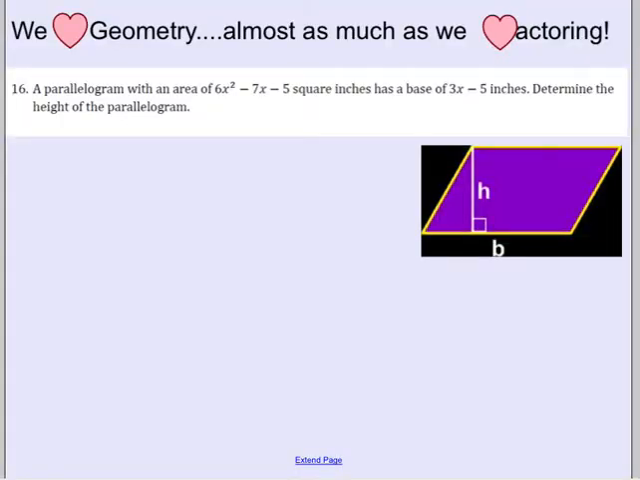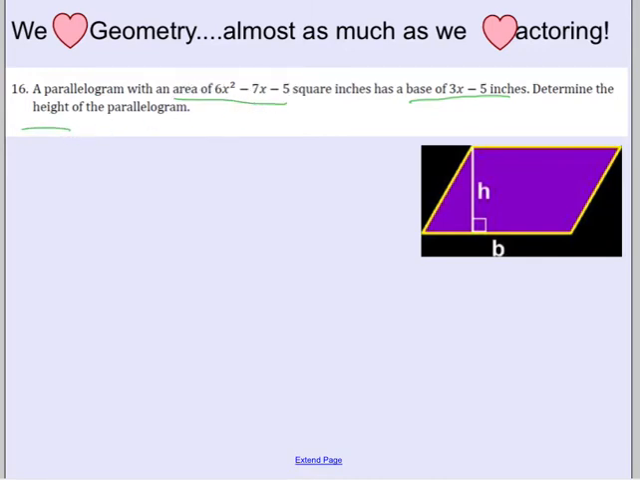Okay, on example 16, just a little geometry reminder. You love geometry almost as much as you love factoring. So 16 says a parallelogram with an area of 6x squared minus 7x minus 5 square inches has a base of 3x minus 5 inches. Determine the height of the parallelogram.